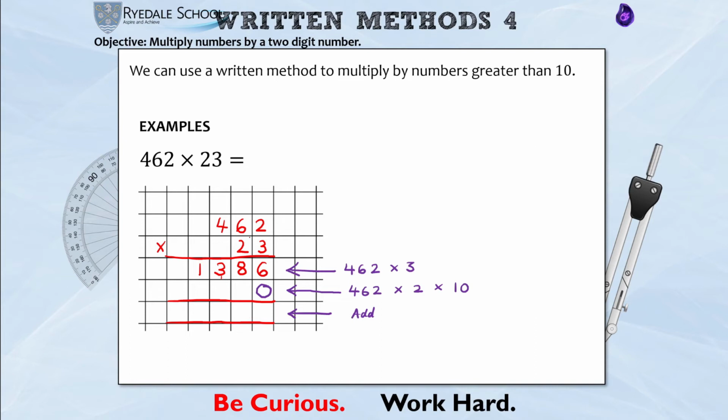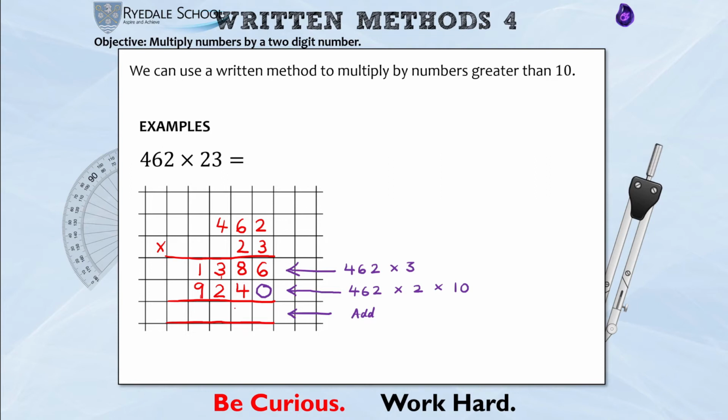So I'm going to do 2 times 2, which is 4. I'm going to do 6 times 2, which is 12. So carry the 1. And I'm now doing 4 times 2, which is 8. Add the 1 is 9.